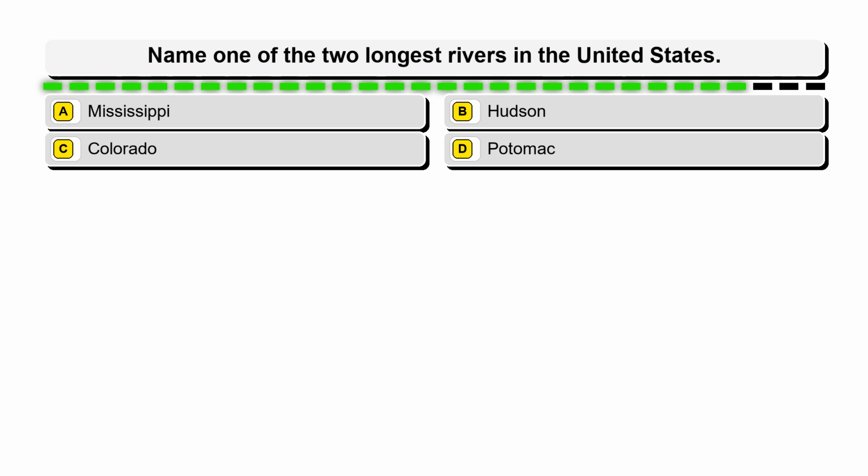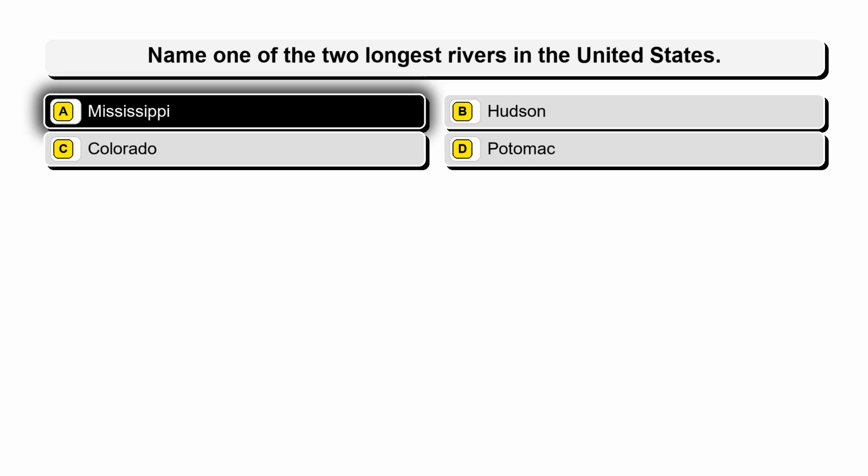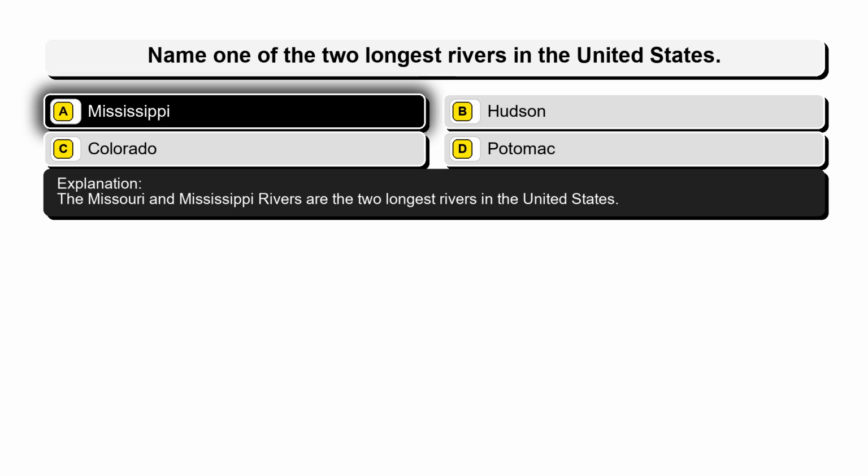Question 59. Name one of the 2 longest rivers in the United States. Option A, Mississippi. Option B, Hudson. Option C, Colorado. Option D, Potomac. The correct answer is option A, Mississippi. The Missouri and Mississippi rivers are the 2 longest rivers in the United States.